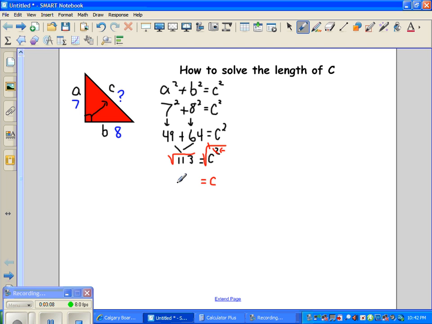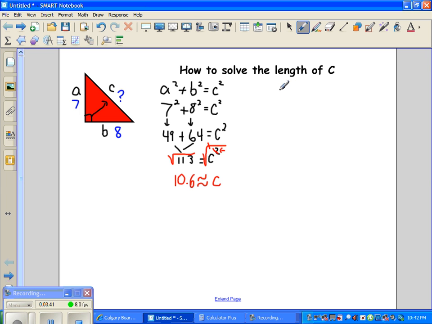Square root of 113, rounded, is 10.6. So, since we rounded, the equal sign now must change to the approximate sign. Oops, that's a sloppy one. I'll get rid of that. And that's the double wave. So 10.6 is C.